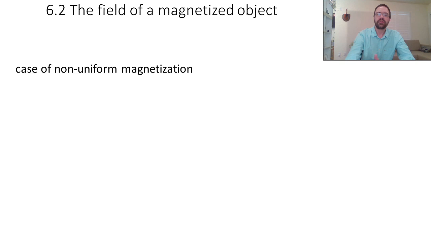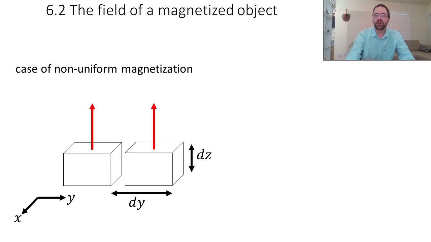Now, we consider the case of non-uniform magnetization. We consider two blocks next to each other in the y direction. The blocks are small enough so that the magnetization is uniform through each block, but now the magnetization of each block is different. The one on the left has a magnetization along z that is M_z at position y, and the one on the right has a magnetization along z that is M_z at y plus dy.